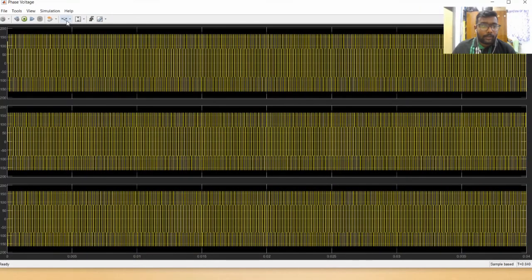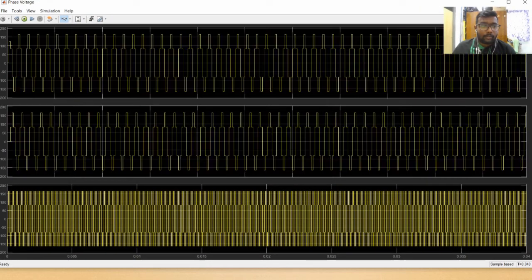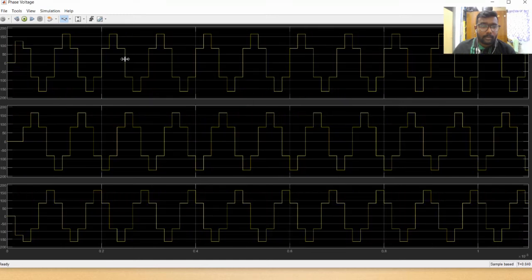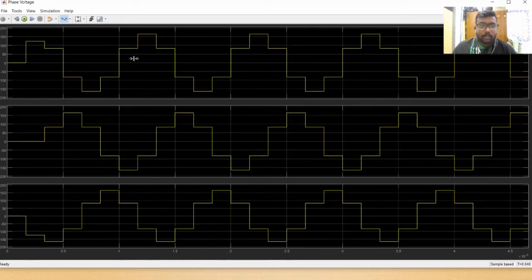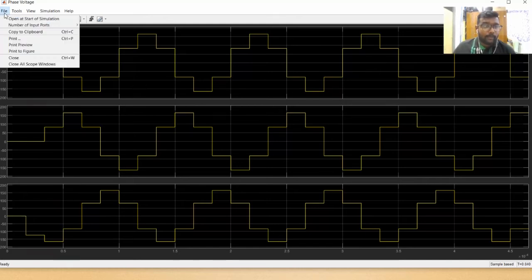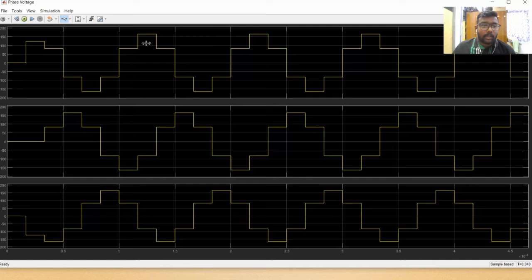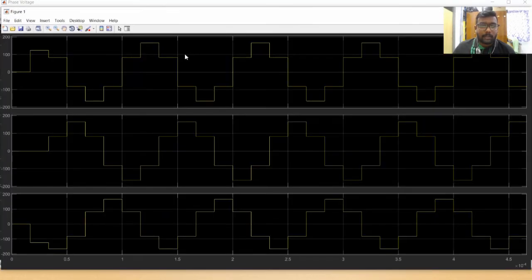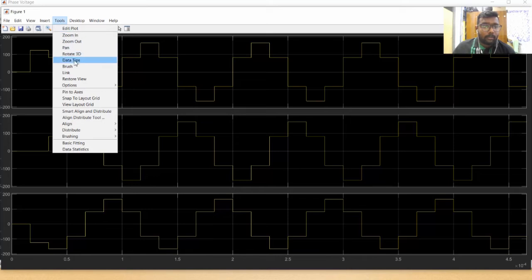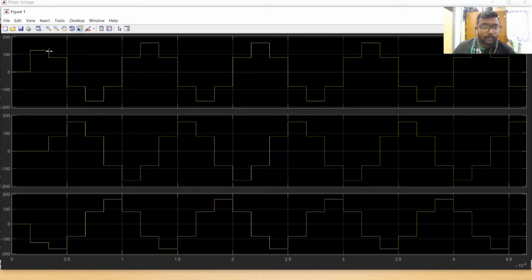So this is the phase voltage graph that we have produced during this simulation. Let's look into the value of each of these steps in this waveform. Let's insert the tool called data tips.